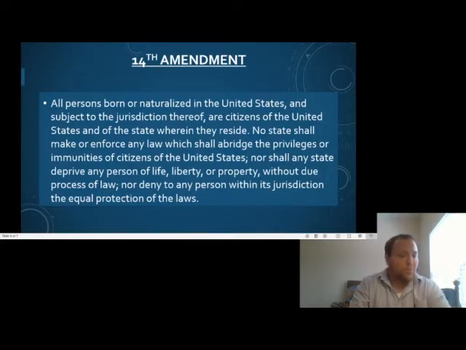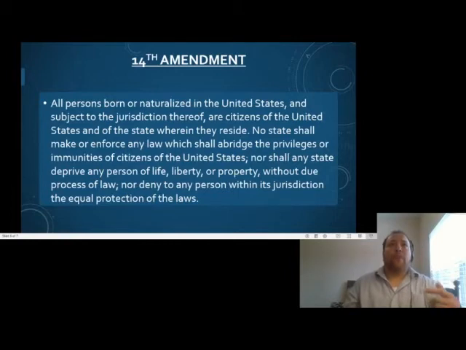So the 14th Amendment, another very famous amendment, still brought up a lot today. Very quickly: all persons born or naturalized in the United States and subject to the jurisdiction thereof are citizens of the United States and of the state wherein they reside. Effectively, this made all former slaves citizens.